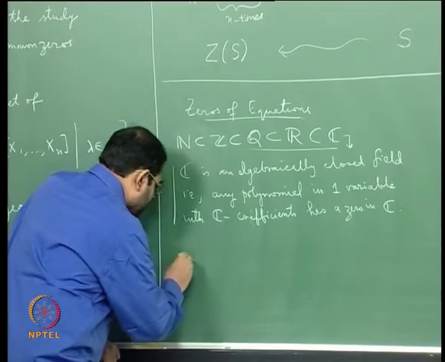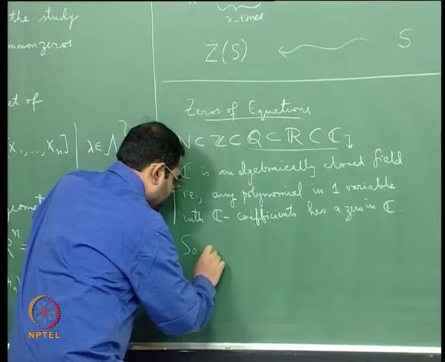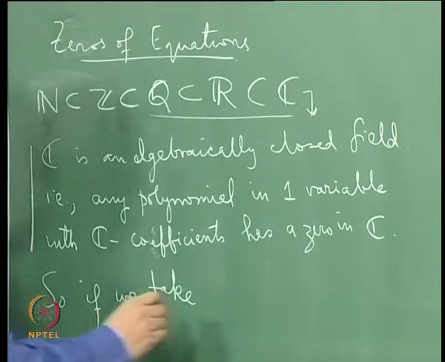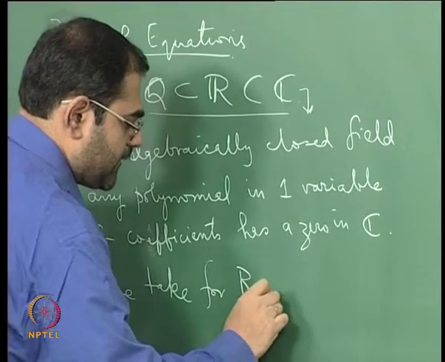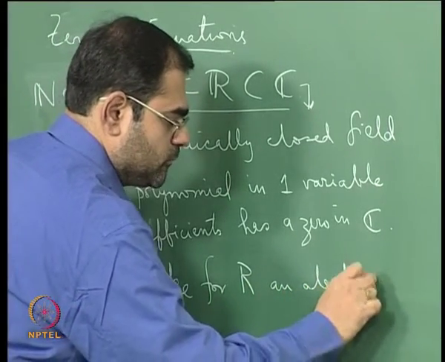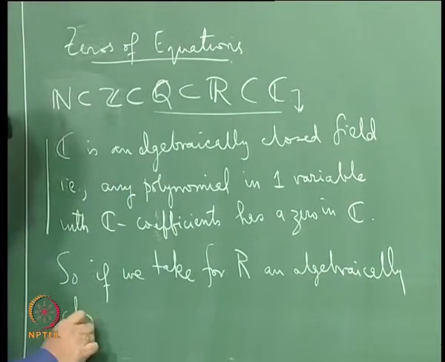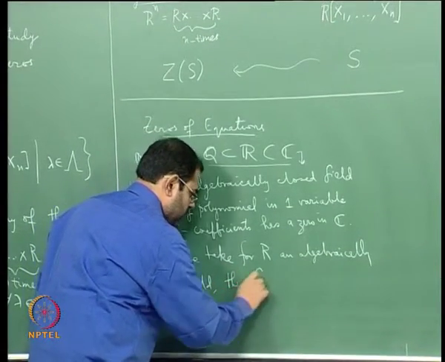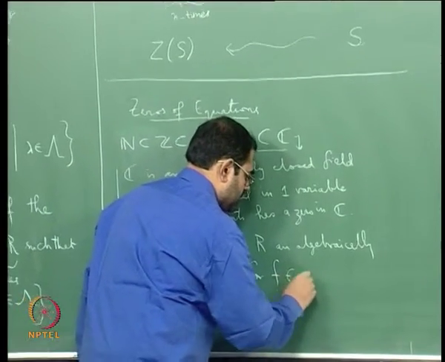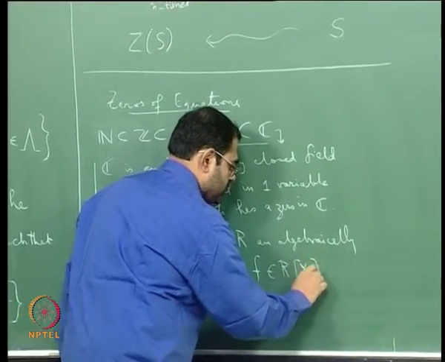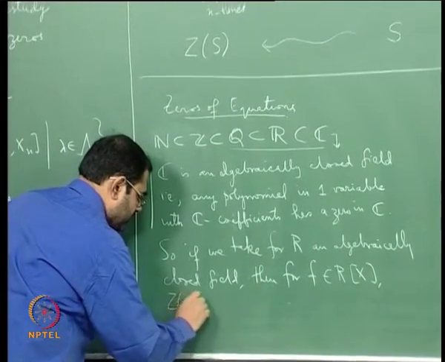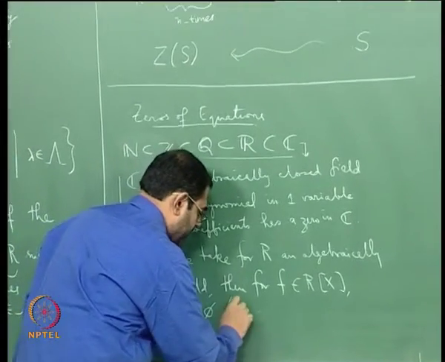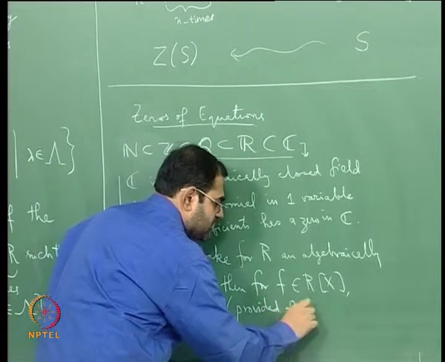Fact: if we take for R an algebraically closed field, then for f in R[x], Z of f is non-empty, of course provided f is non-constant.